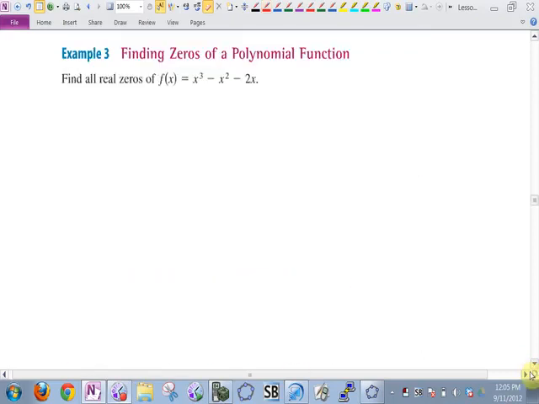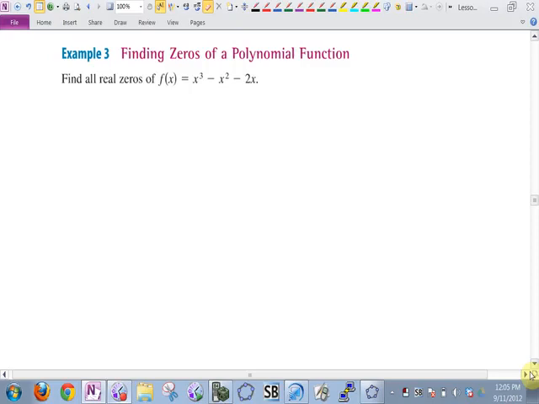Let's find all the zeros of this polynomial function: x cubed minus x squared minus 2x. How many zeros does this polynomial have? It has 3. How many of them could be real? All 3 could be real. And therefore, how many are imaginary? None.